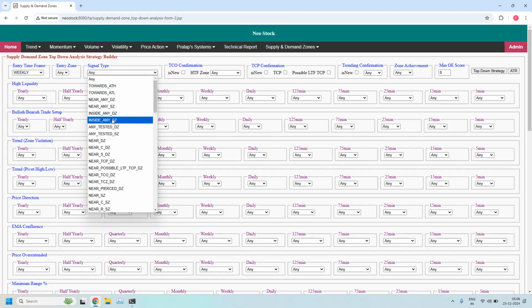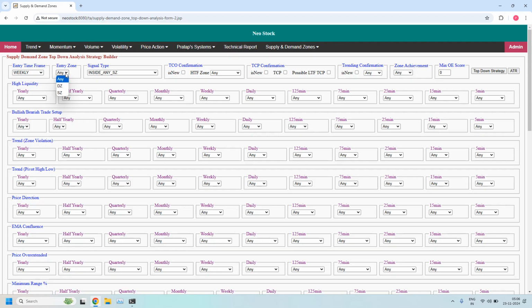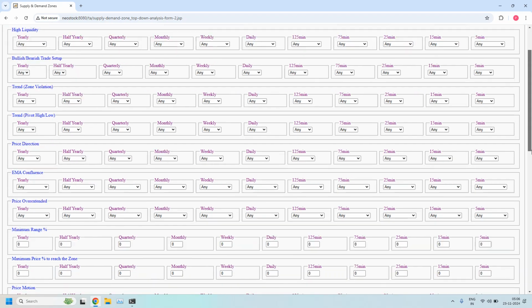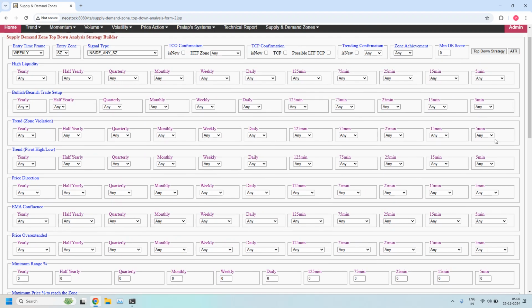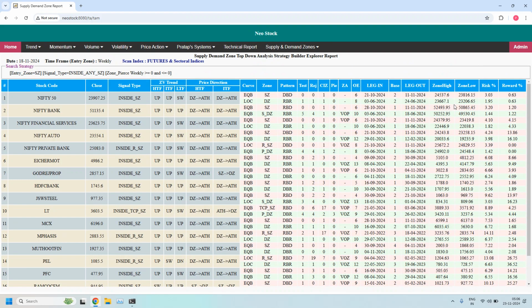price closed inside weekly supply zone, and these weekly supply zones should not be pierced. So in the pierced count at weekly time frame, I am setting minimum value 0, maximum value 0. That means weekly supply zone should not be pierced. With this filter, we got good. Again, these are the first 15 stocks.